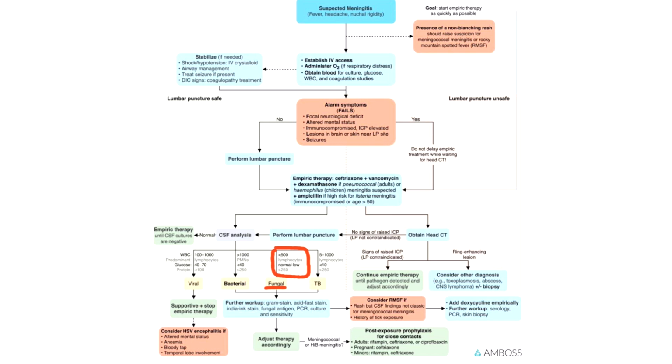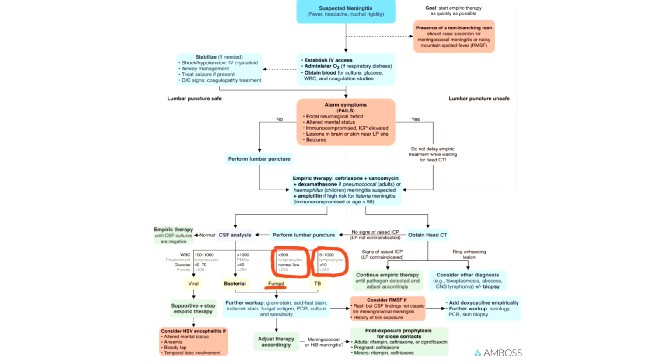Now, what if the white blood cell count comes back and it's somewhere between 5 and 1,000? So not super helpful because that could be fungal or bacterial at this point. It's not great information yet, but it's got a predominance of lymphocytes, but the glucose is below 5 and the protein is above 250. So here you're thinking tuberculosis meningitis.